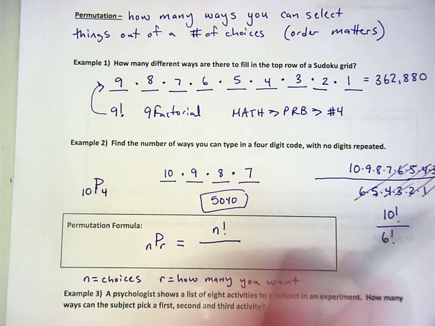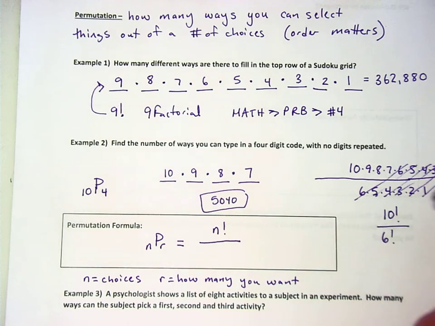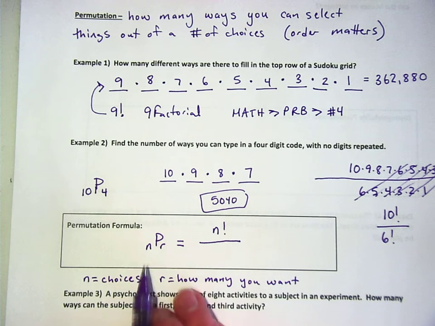And I do care about the order because it's a code, right? There's not going to be any kind of 4-digit code that you're going to type in to get into your car or get into your garage or something where it's just like, hey, type in these 4 numbers in any order. It doesn't matter. It does matter what order you type them in.